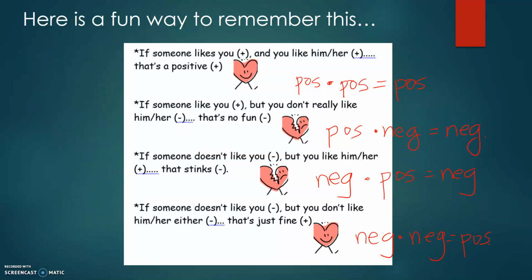So that's about it for tonight. Hopefully this will help you to remember the 4 different algorithms for multiplying positive and negative numbers.